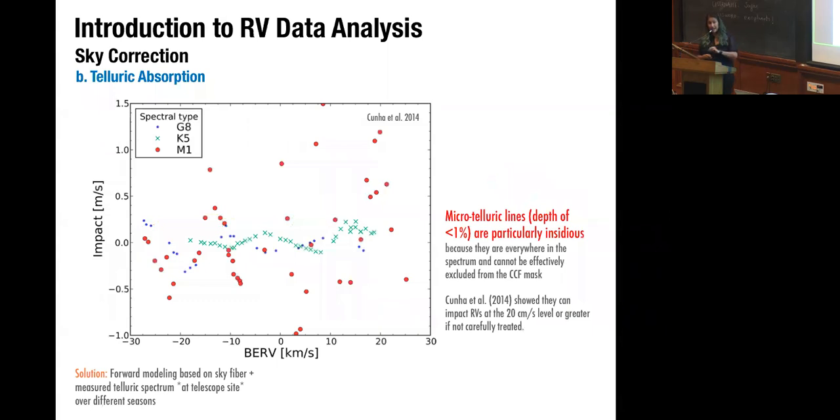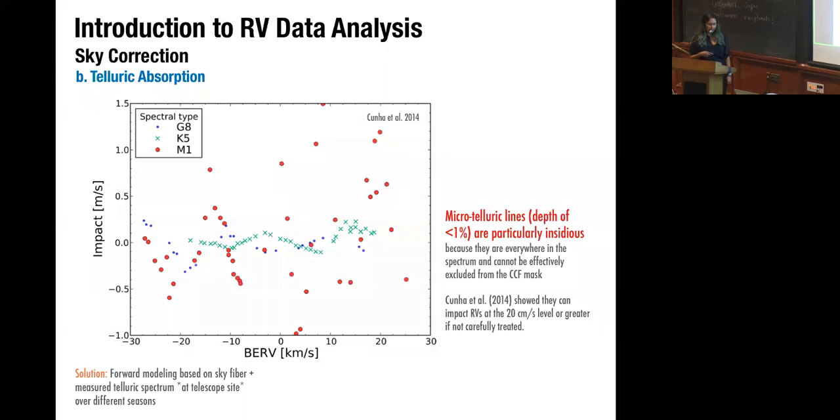At that level, the atmosphere actually creates lines everywhere across your spectrum. So there are lines at about 1% or less on top of your spectrum, moving relative to it and changing intensities in a not very predictable way. It's been shown that if you don't correct these out, you're limited to about a 20 centimeter per second level, which, if you're trying to get to 10 centimeter precision to find an Earth, is a problem.